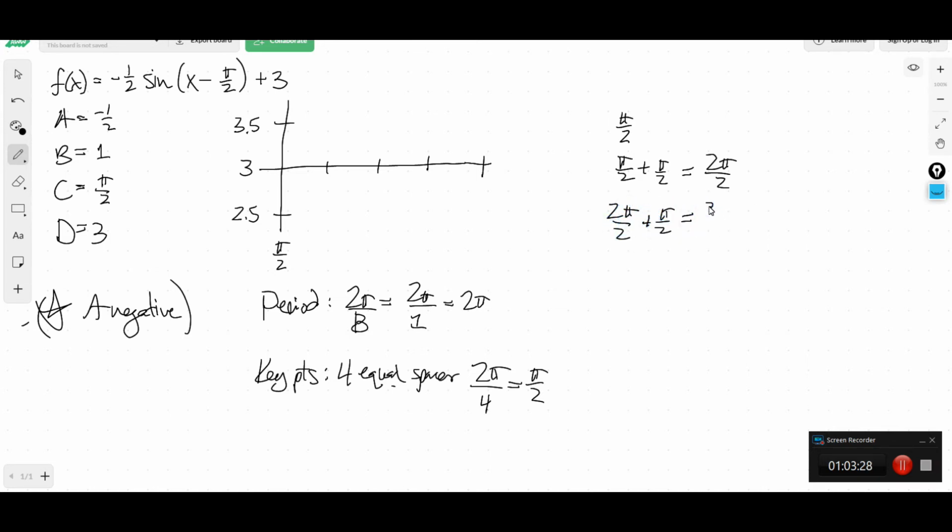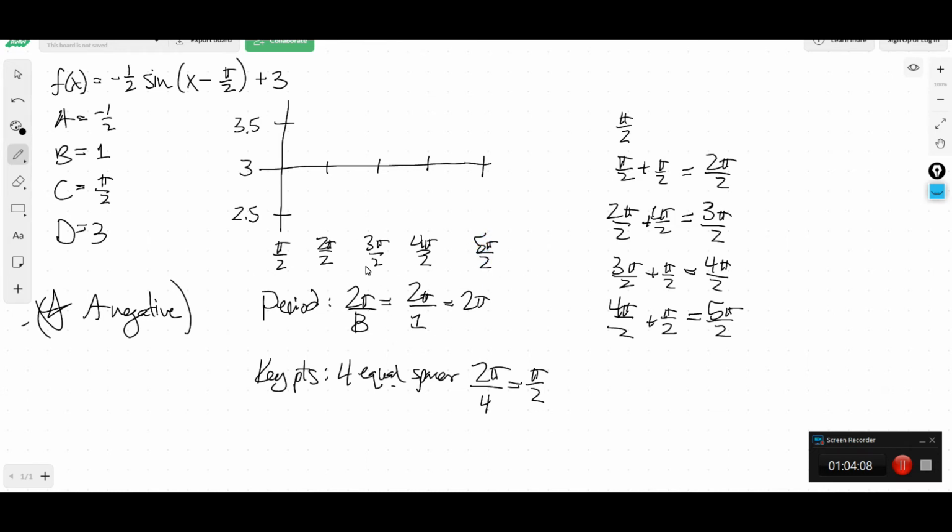Sorry, I blanked for a second. There's a 1 there. So that's 3 pi over 2. 3 pi over 2 plus pi over 2 is 4 pi over 2. So that's 1, 2, 3, 4. And then I need 5. So 4 pi over 2 plus pi over 2 is 5 pi over 2. So pi over 2, 2 pi over 2, 3 pi over 2, 4 pi over 2, and then 5 pi over 2. I now have all of my points that I could need.